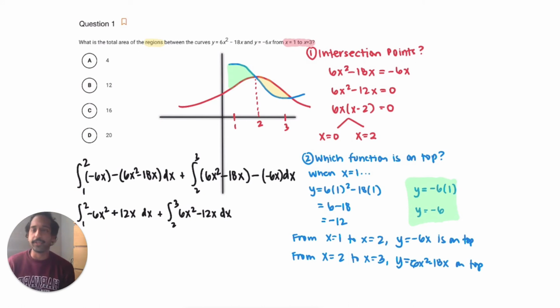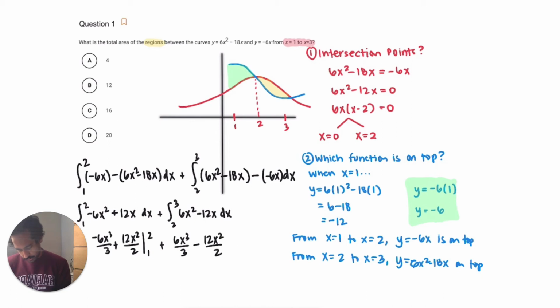All right, so now we have these two integrals, and what do we do? Well, we solve these. We use the power rule for integration. We're going to get negative 6x cubed over 3 plus 12x squared over 2 from 1 to 2, plus here 6x cubed over 3 minus 12x squared over 2 from 2 to 3.